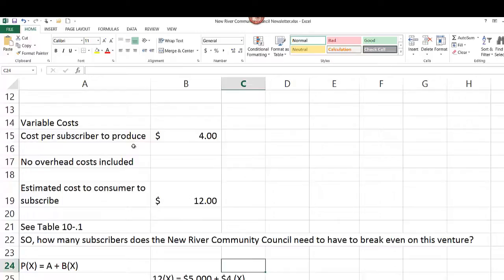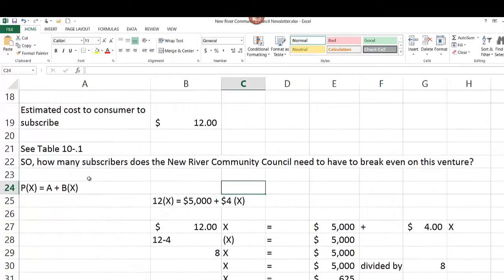So they kind of sit around and they think, well, all right, let's charge $12 for it. What happens if we charge $12? How many subscribers do we need to have to break even? So this is the key question. How many subscribers does the New River Community Council need to have to break even on this venture? And then this is where it gets into the calculation.